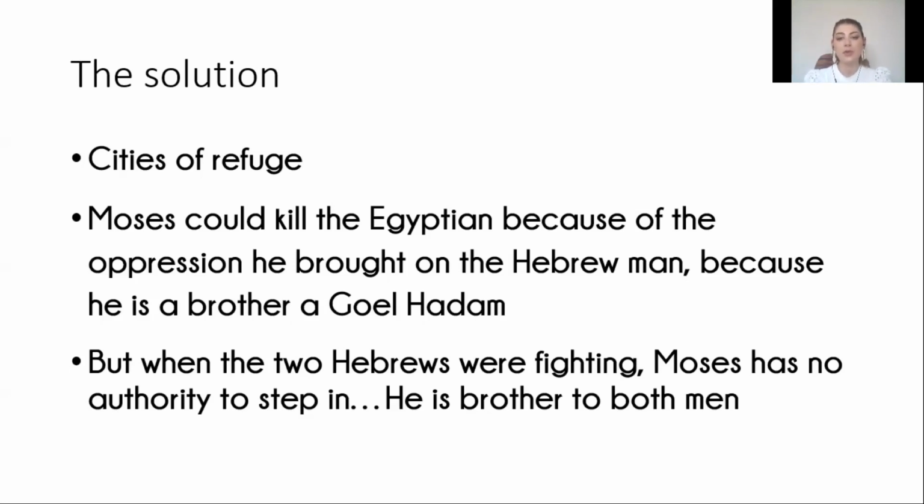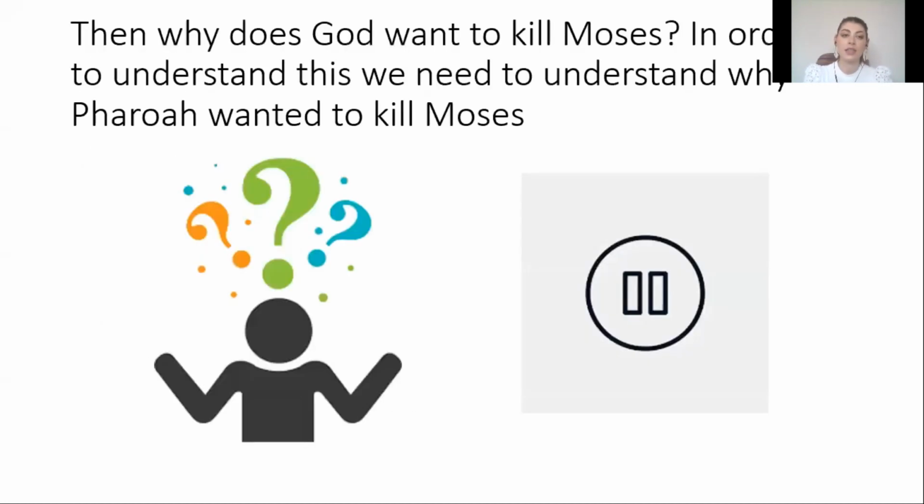But when the two Hebrew men were fighting, Moses doesn't have the authority to really step in, because both of the men are Moses's brothers. So he cannot act in that way of the Goel Hadam. He cannot act as a family member. He's acting as a king, and he wasn't allowed to do that.